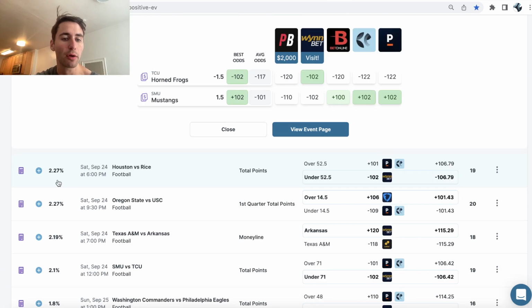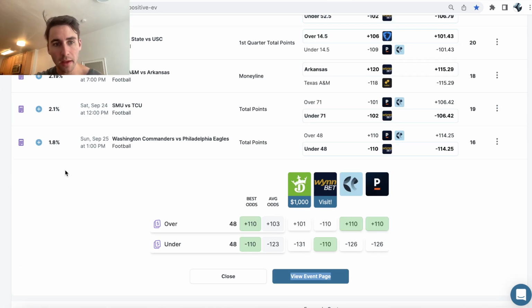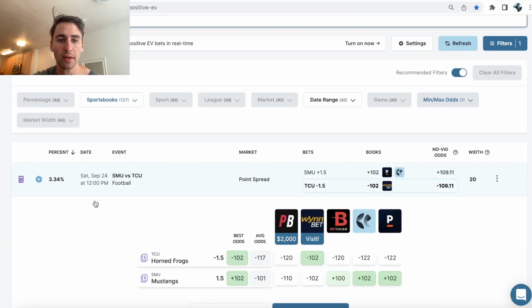What's so powerful about positive EV betting is, like this SMU TCU bet, we're getting TCU minus 102. PointsBet is pricing this at minus 120, BetOnline minus 120, and then Pinnacle, the sharpest sportsbook, minus 122. So clearly insane value at minus 102. Also, they only have minus 102, minus 102 juice, not the typical minus 110, minus 110 juice. That's pretty insane. So definitely want to sign up for WynnBet.